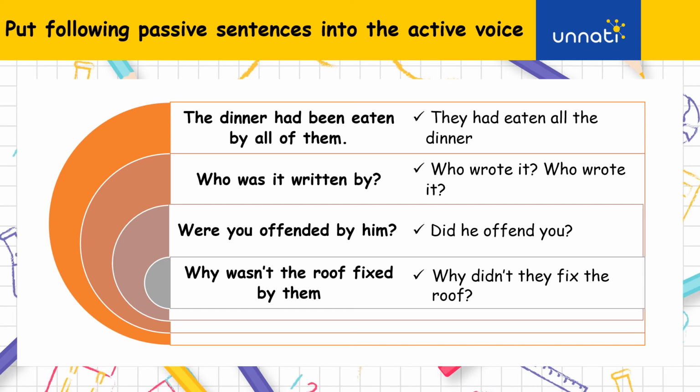Who was it written by? Passive. Active is who wrote it. Were you offended by him? Passive. In active, I would say, did he offend you? Why wasn't the roof fixed by them? Passive. In active, it would be why didn't they fix the roof? Alright, so these are conversions from passive to active voice.